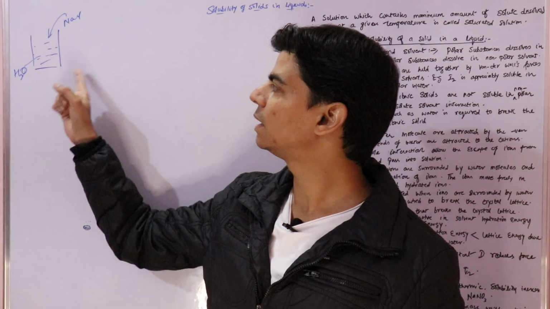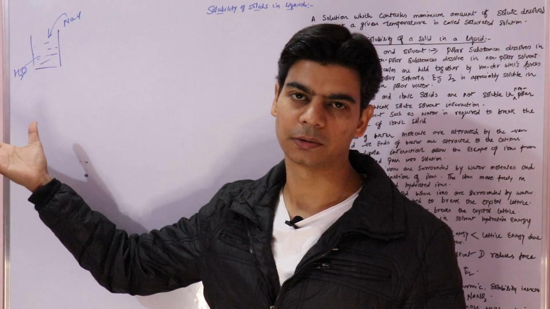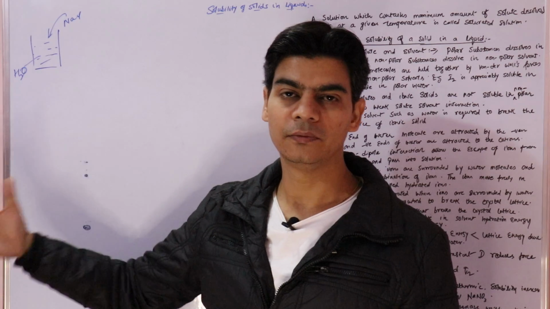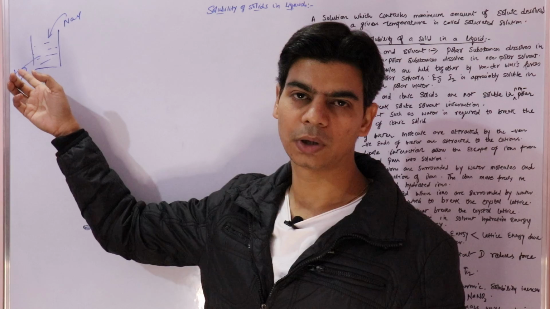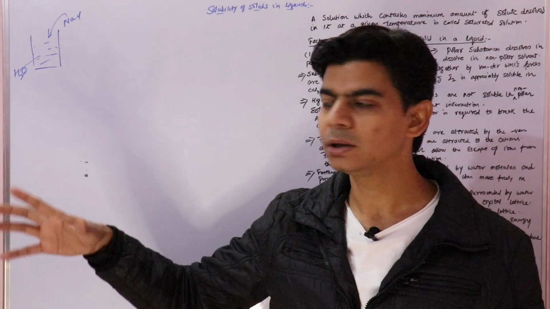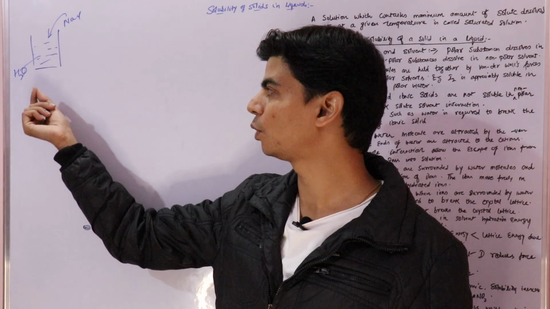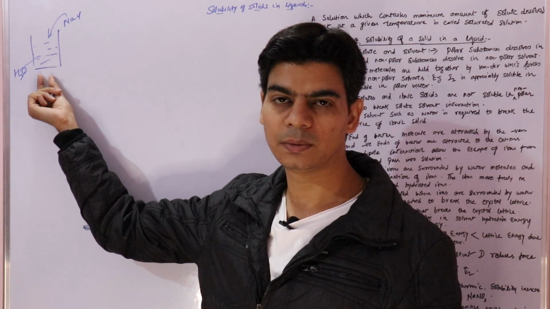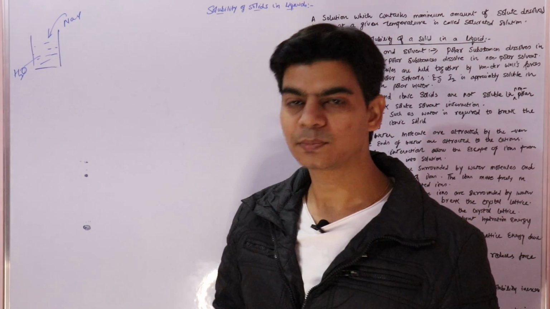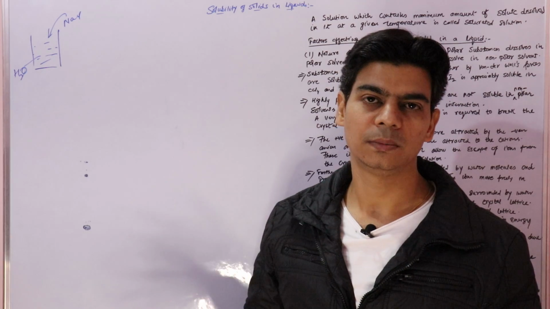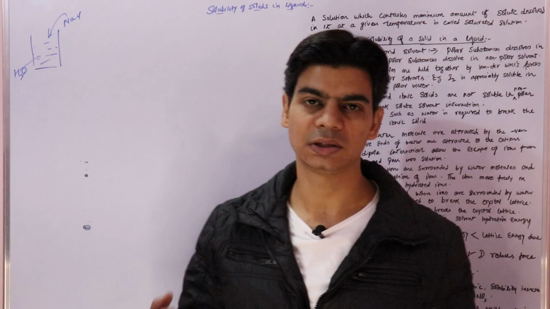As you keep adding sodium chloride to water, its concentration will keep increasing. The solution will become more concentrated. And as you keep adding, you will notice that at one point the sodium chloride will stop dissolving in water, and you can see some solid sodium chloride at the bottom. At this point, when no more sodium chloride can dissolve in water, we call it a saturated solution.